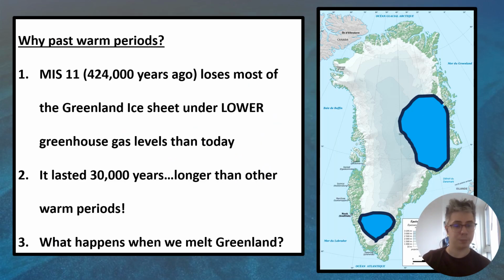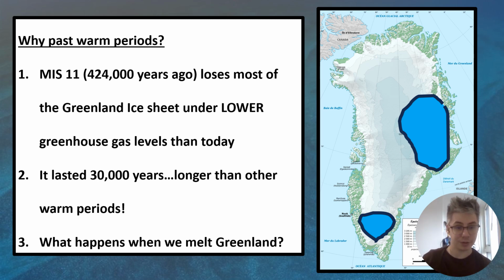Why do we look at past warm periods? Well, in MIS11, in that warm period, we see that we lose most of the Greenland ice sheet at lower greenhouse gas levels than we have today. During MIS11, greenhouse gas levels were around 280 parts per million, which is similar to the pre-industrial period. But without those elevated levels of CO2, we see a really big loss of so much of the Greenland ice sheet. On the graph on the right, it shows the modern Greenland ice sheet, and then what was left of it in some modelled comparisons of the MIS11 ice sheet. You can see there's a small amount in southern Greenland and some in eastern Greenland. And we think this contributed several meters of sea level change to the global ocean.